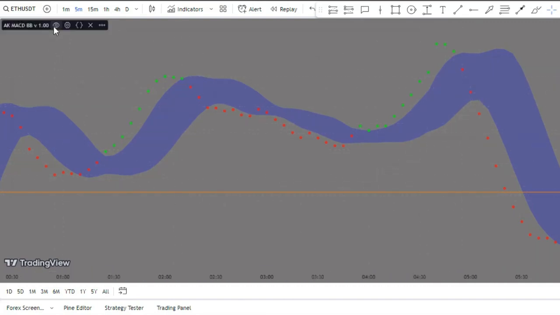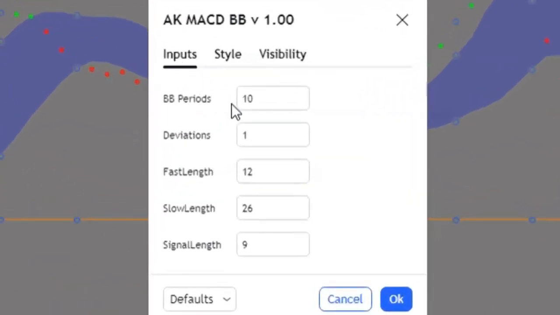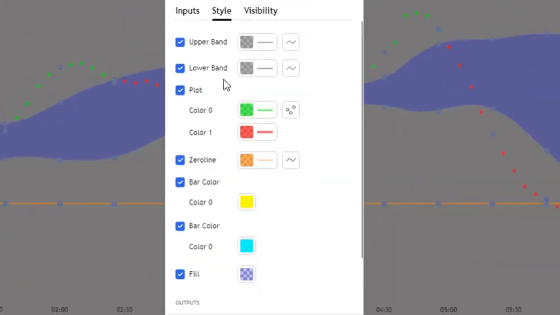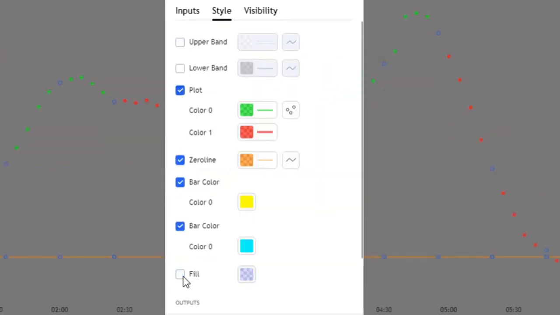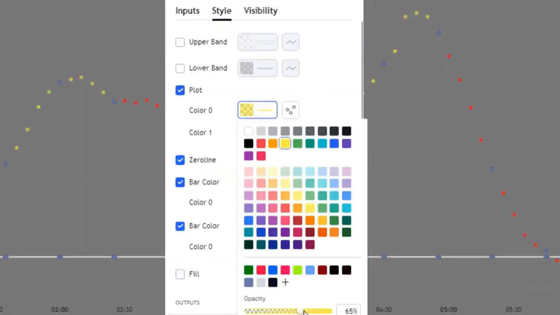Then in the indicators section, change BB period to 21 and make sure the deviation is set at 1. Then change fast length to 14, the slow length to 45, and finally set signal length to 9. Next, in the style section, turn off the upper band and lower band options. Then you can pick whatever color you want for the other options and change the colors however you like.